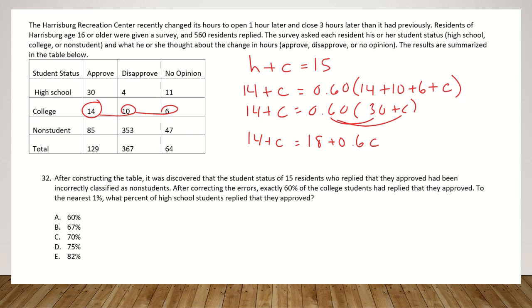So we need to put the C's together. I'm going to move down here now. So 1C minus 0.6C leaves 0.04C. And then move the 14.